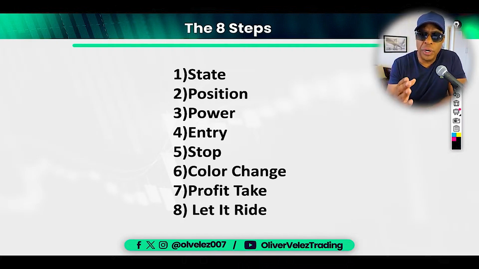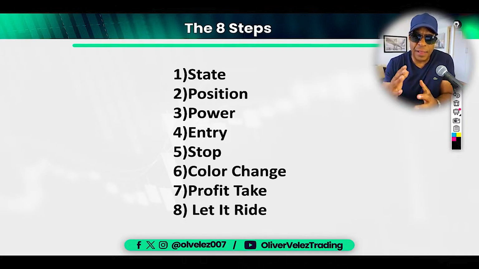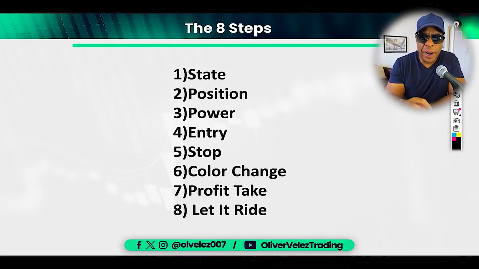Then we're going to wait for power to emerge at the right place, like power at the 20-period moving average. So we need power at the right place. So think of this flow. We're going to determine the state of the stock first. We're going to determine where is the stock trading, what position in that state is the stock trading. We're going to wait for power to emerge at the right spot. We're going to enter appropriately. We're going to protect ourselves appropriately with a stop.